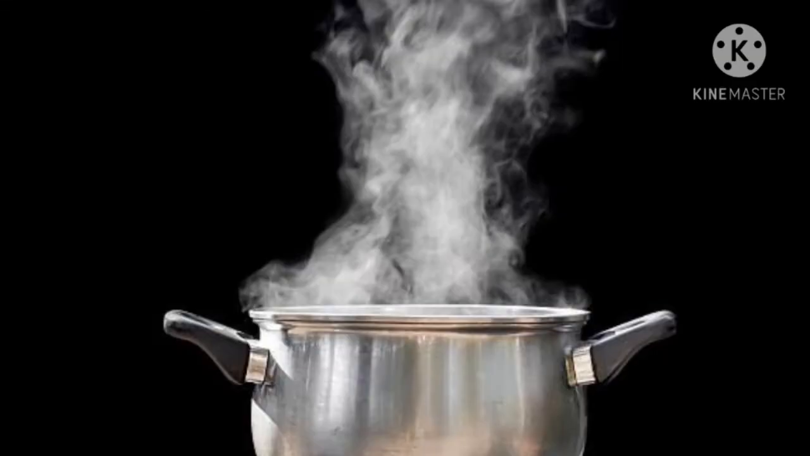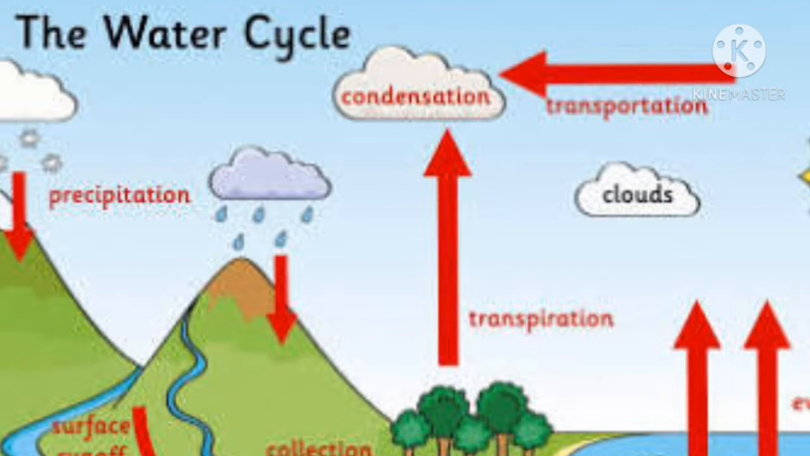You too can see water vapor at home. Just tell your mommy to heat some water. And as the water gets heated, you will be able to see the water vapor rising up in the air. When the water vapor reaches up in the sky, it turns into tiny droplets of water.